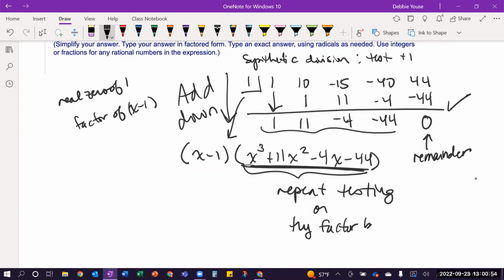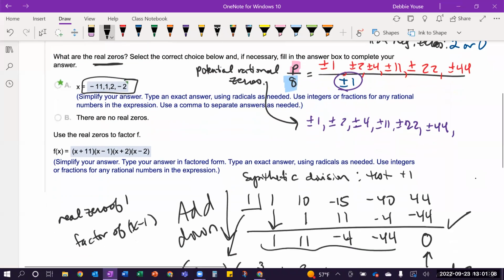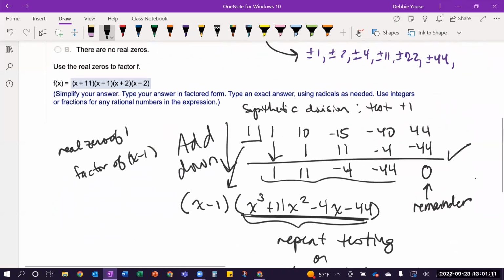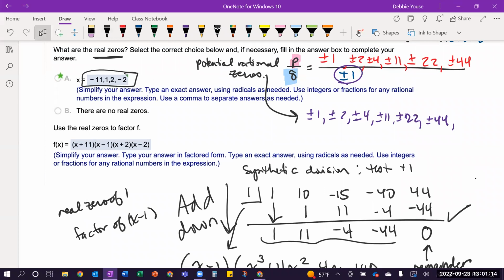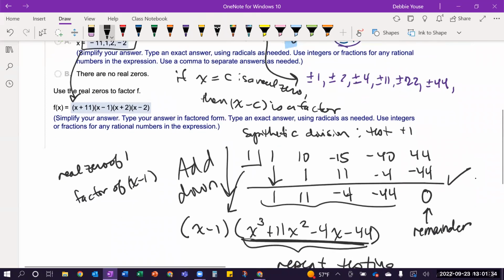or try factor by grouping. And we are at time, but what I would continue doing is finding all the zeros that work. And you can see that there are ultimately 4 of them. So I encourage you to maybe finish out this problem on your own and see if you can get all those real zeros to work. And then each time you have a real 0, if x equals c is a real 0, then x minus c is a factor. And that's how you get these answers down here, all multiplied together.